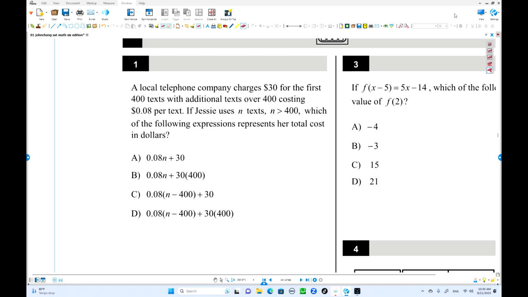Hi everyone, this is test 5 section 4. Okay, so today we're gonna try number 1, 2, or half of that 19.